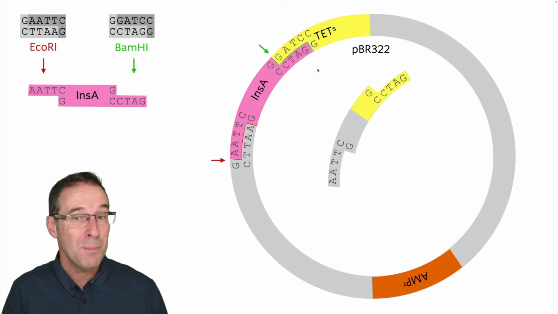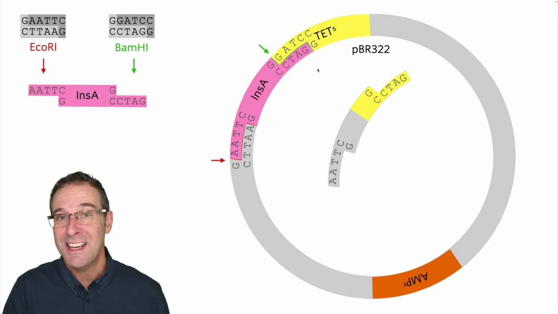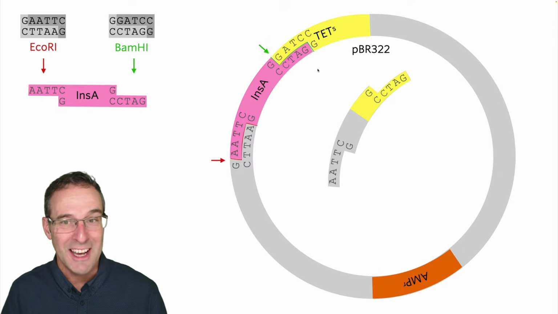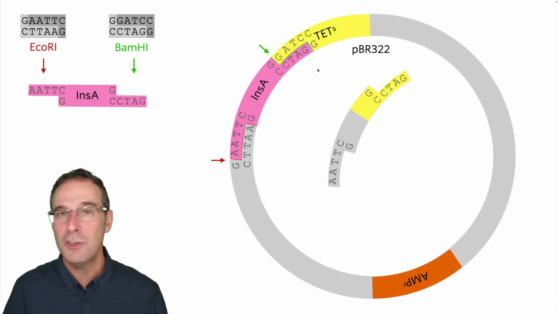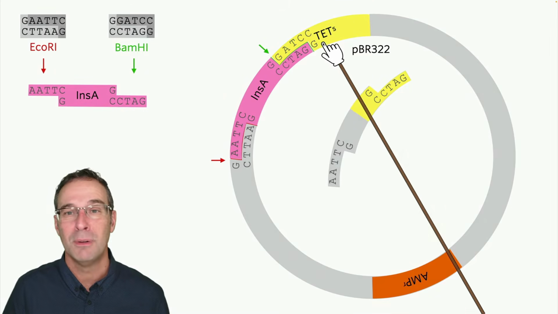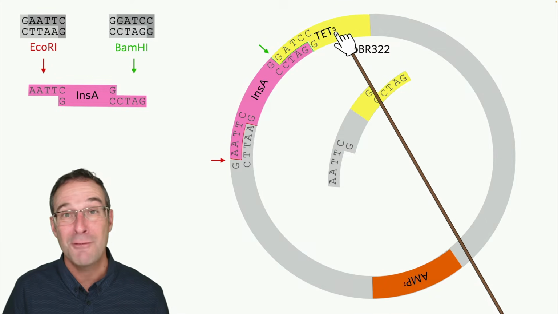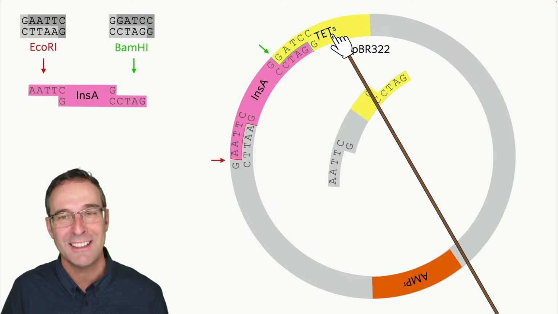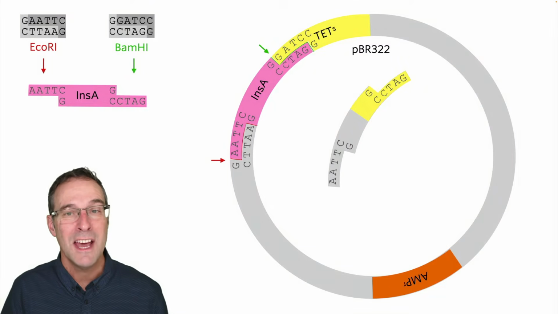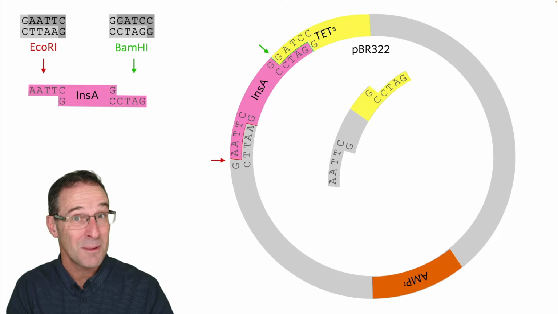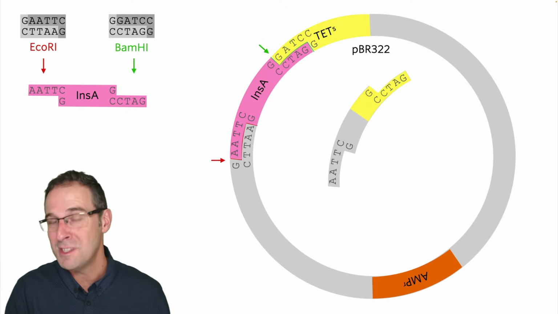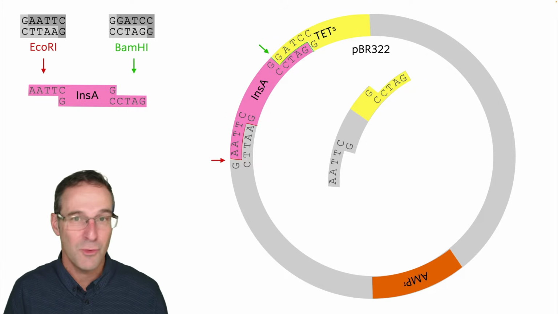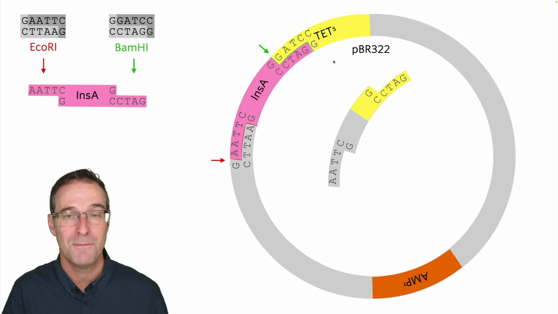Of course, if that happens, that tetracycline gene is now no longer a fully functioning tetracycline resistance gene, because half of it is missing. So you'll notice that we no longer label it tetracycline R for resistance, it's now tetracycline S for susceptibility, because a bacteria that has this plasmid in it will not be resistant to tetracycline like it would have been if it had that previous plasmid.